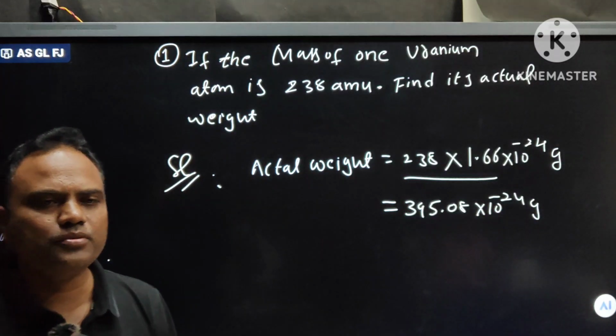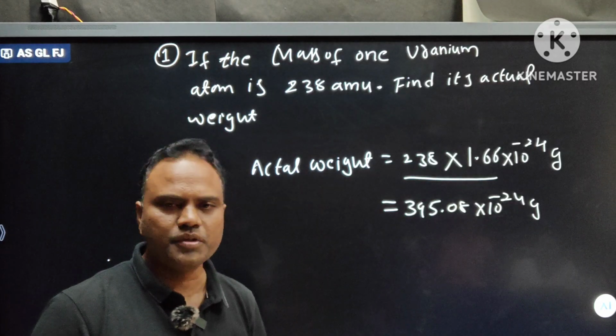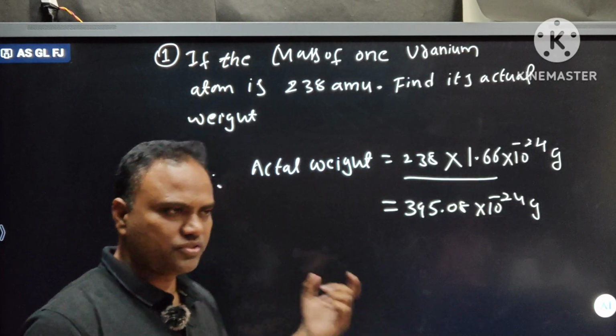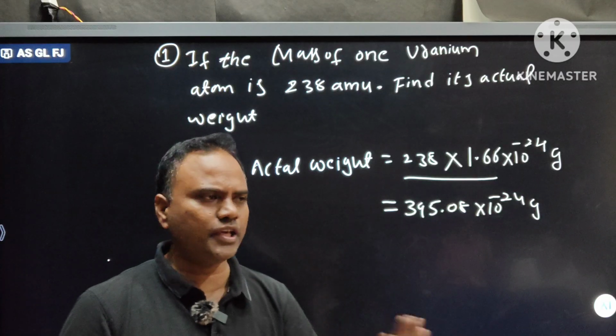Right. And very, very important, whenever you get the question, calculate the mass of one atom, calculate the mass of one molecule. This is the procedure. One atom, one molecule means always end with AMU only.